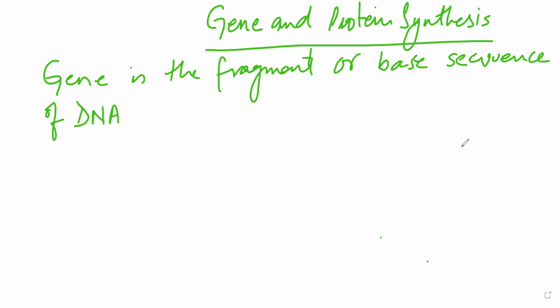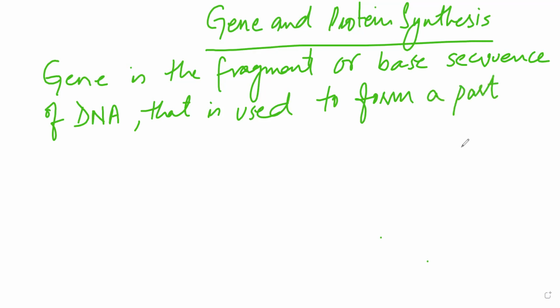So a gene is the fragment or the base sequence of DNA that is used to express a particular, specific protein, right? Now we will also see how the DNA base sequence is used to make a particular protein, and what determines how the different proteins are formed from the different types of genes. For example, let's talk about the genes first, right?